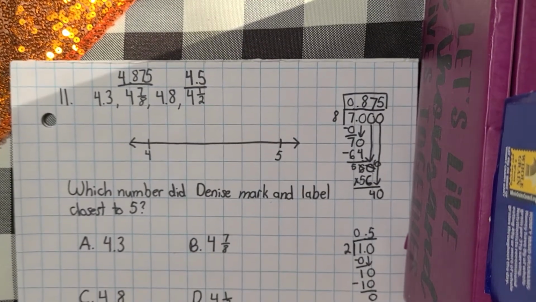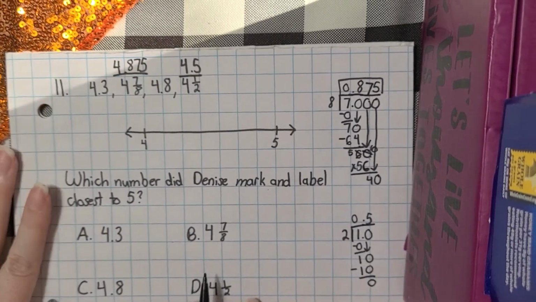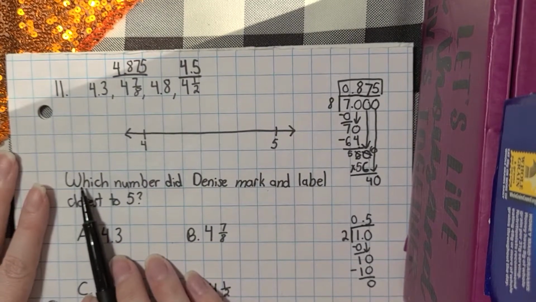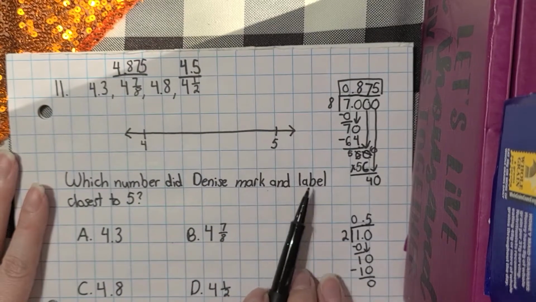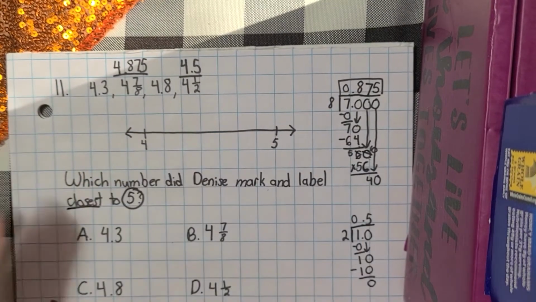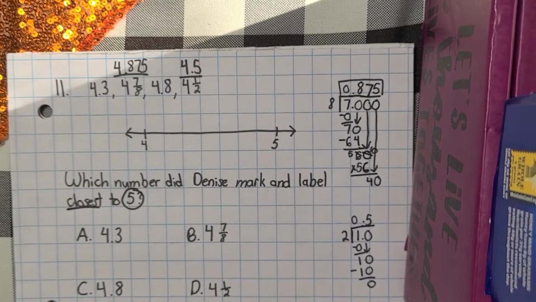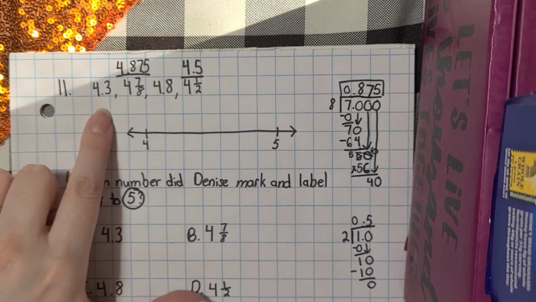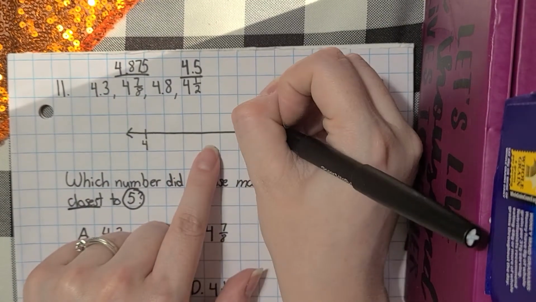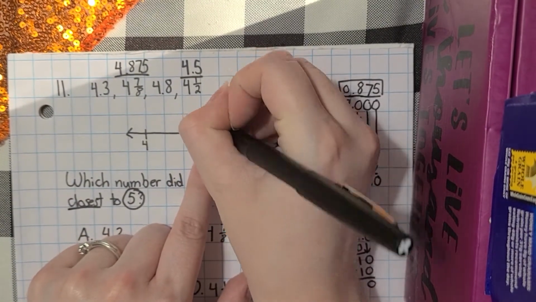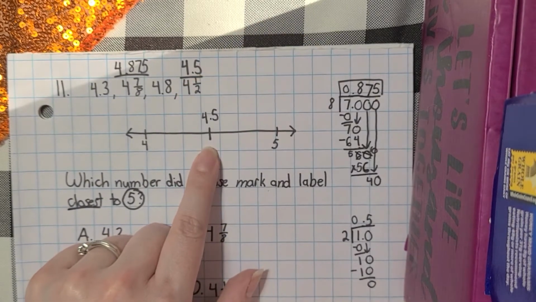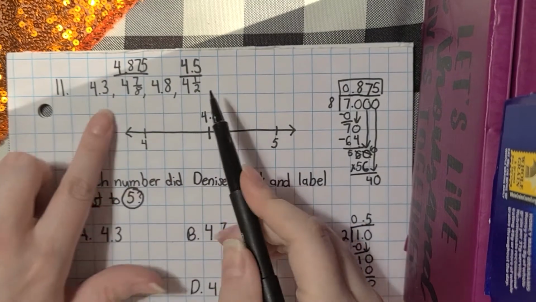All right, from here, I need to go back to my original question. I've done a lot of work, but I need to find which number Denise marked and labeled closest to 5. Okay, closest. So I'm going to go place them. I know that 4.5 is right in the middle, a half. So I'm going to go through and mark that one. It's a benchmark. So I'm going to go through and mark my half. All right, and then I'm going to start over.